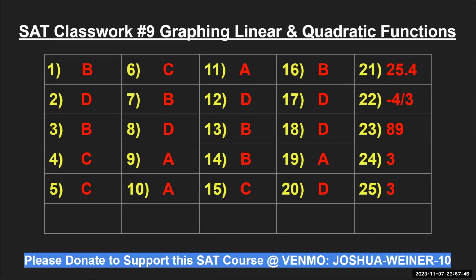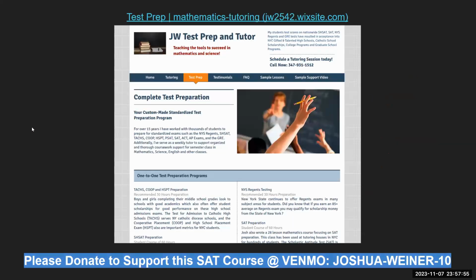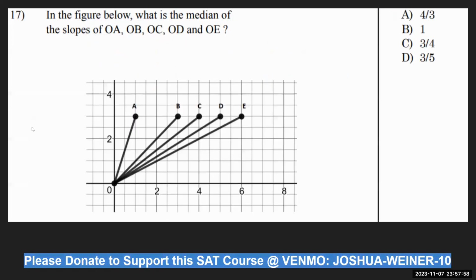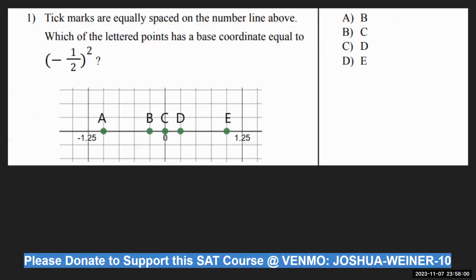All right, so here we go with our review of classwork number 9. I will pick one easy, one mid, and one challenge level odd numbered problem tonight. So let's scroll back, and I think I have them set in the carousel here. Question 1. Tick marks are equally spaced on the number line above. Which of the lettered points has a coordinate equal to negative a half squared?